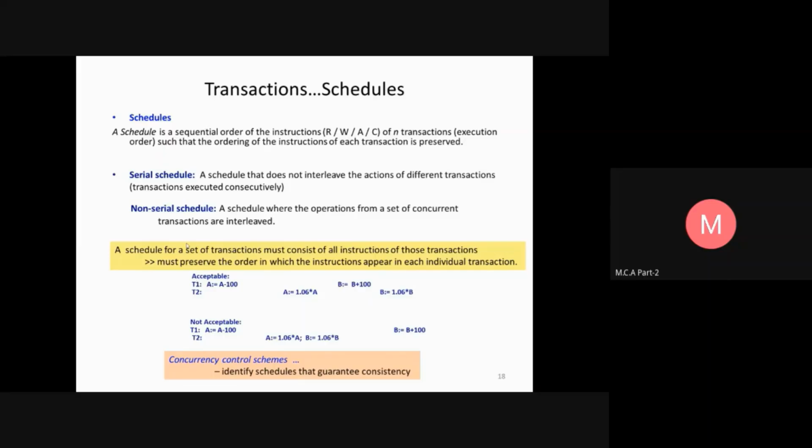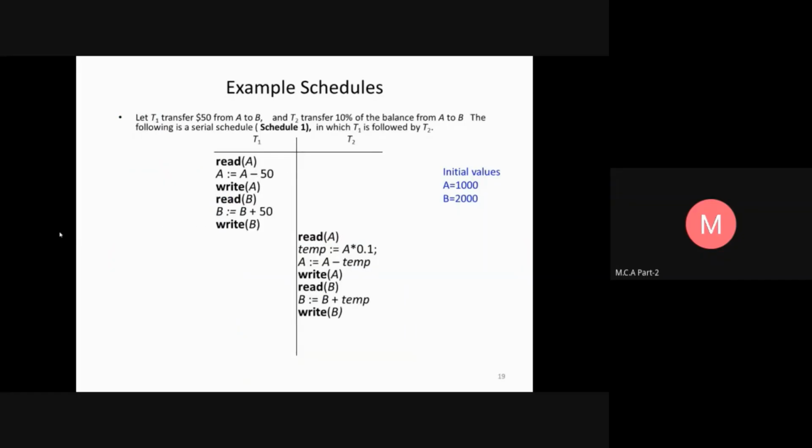We saw that this property is called the property of isolation, where it gives you the feeling that you are executing in isolation, although there are concurrent executions in the background. Let's look at some examples to understand slightly better which schedules are allowed and which are not allowed. The first schedule, which we're calling schedule 1, transfers $50 from account A to account B, and then transfers 10% of the balance from account A to account B again. So there are two transactions, T1 and T2: T1 transferring $50 from A to B, and T2 transferring 10% of the balance from A to B.